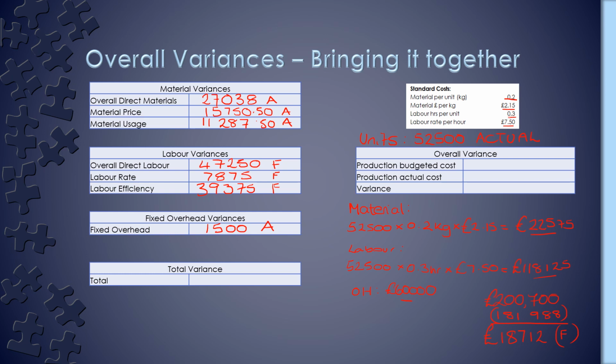So if we now add all these variances together, remember, if it's an adverse variance, you're going to have to put it in as a negative, and your favourable variances are all going to be positive numbers. Okay, so if you then pop all of those into your calculator, you will come out with an 18,712 favourable variance, and that matches back to this.